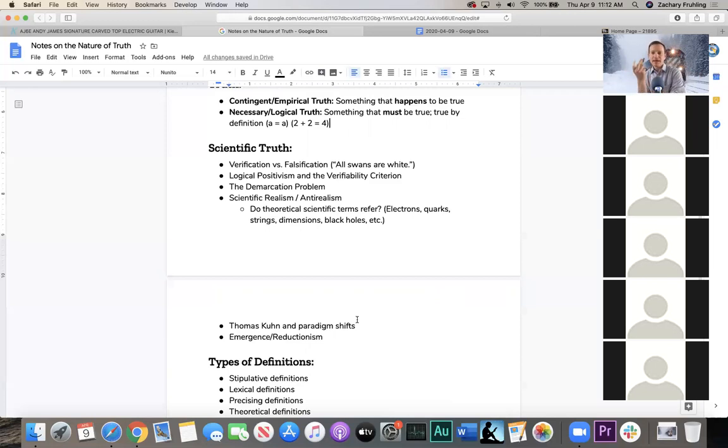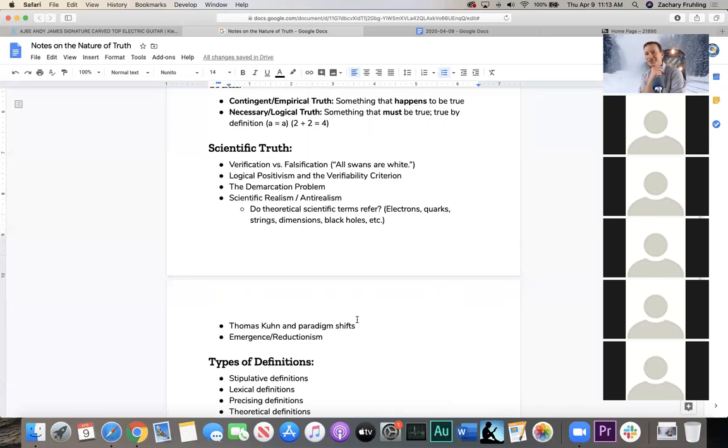I put an example here. Here's a statement. You could plug in any scientific theory you want here and you'll get the same result. All swans are white. If that's your statement in question, you can either try to verify that or you can try to falsify that. What would it mean to verify all swans are white? How would you go about verifying that?